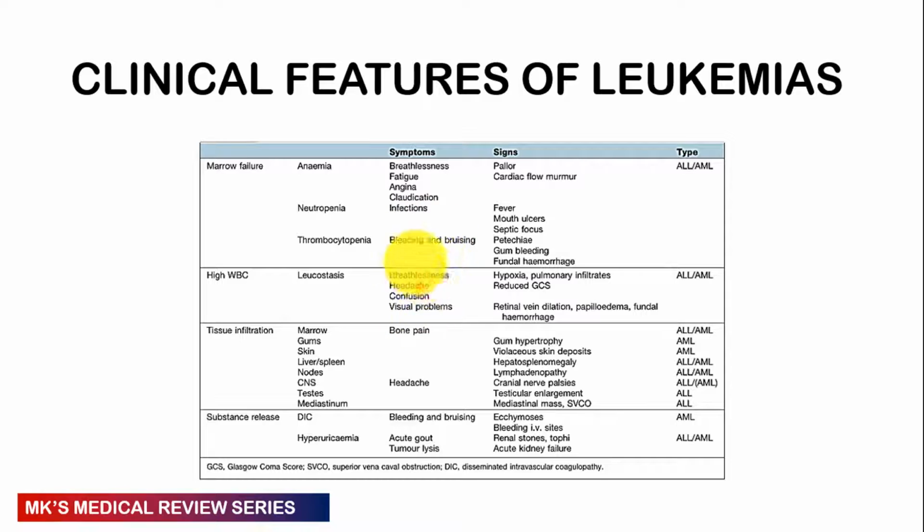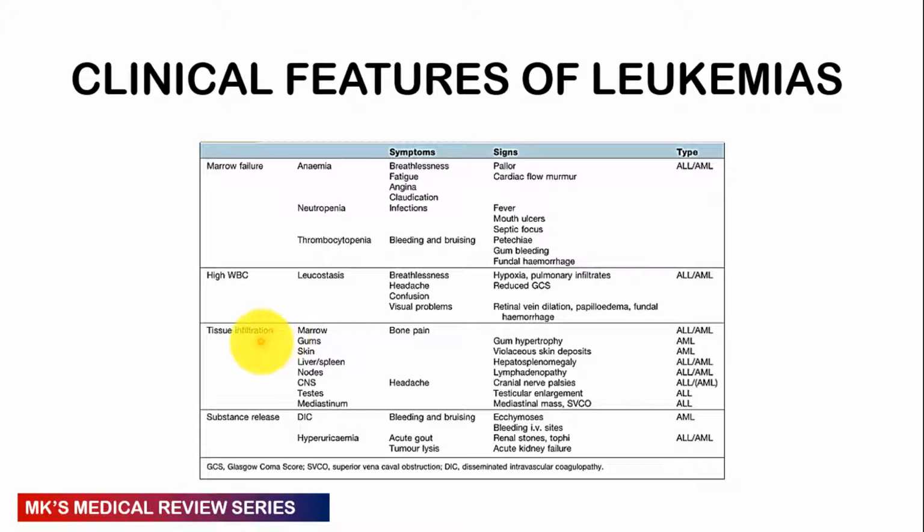So this person may have breathlessness, they may have headaches, they may have confusion, they may have visual problems. And then the signs may include hypoxia, pulmonary infiltrates, reduced Glasgow Coma Scale, which is the level of consciousness, retinal vein dilatation, papilloedema, even some fundal hemorrhage.